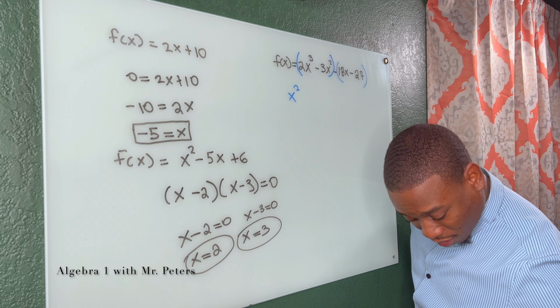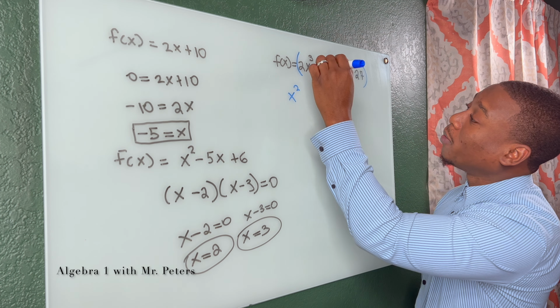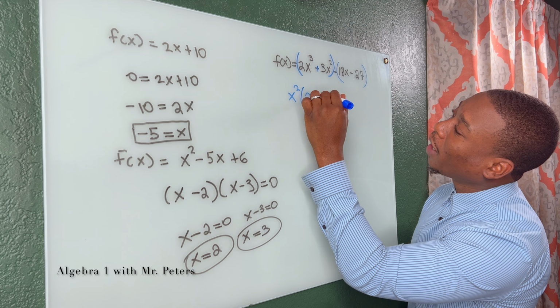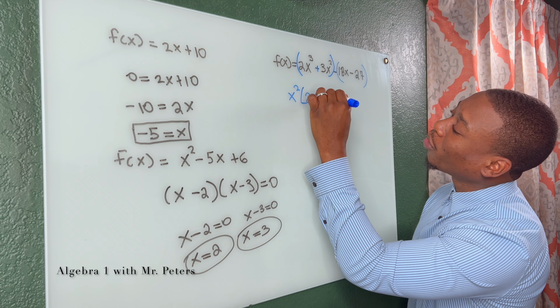x squared. And let me see something real quick. This is supposed to be positive, sorry. All right, so we take out x squared. We're left with 2x plus 3.